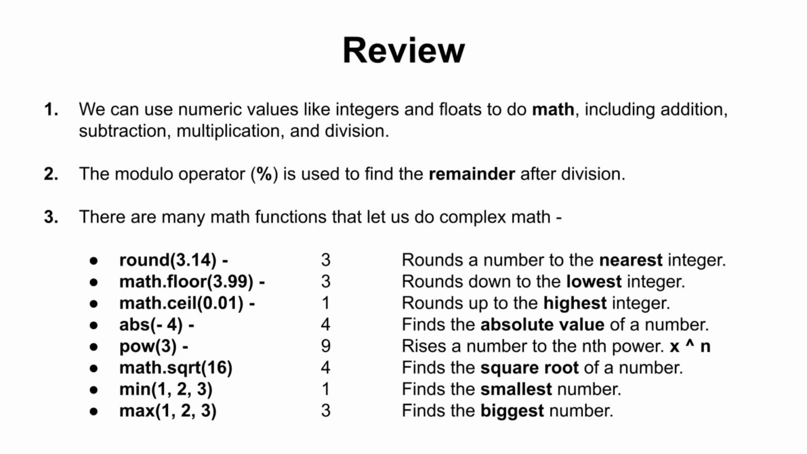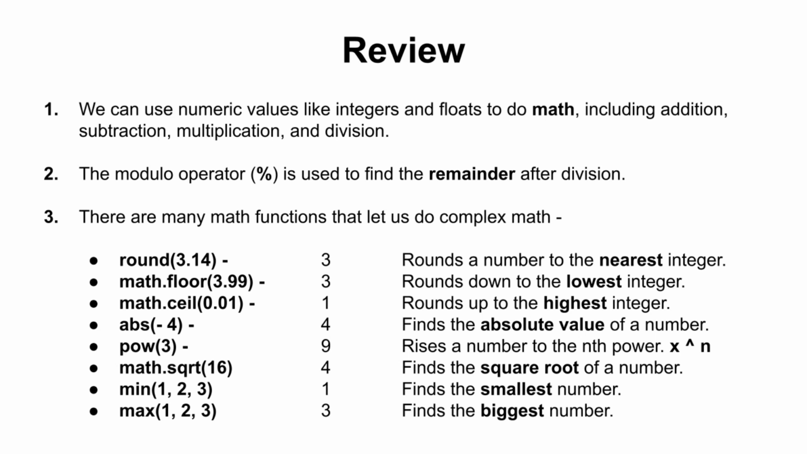Review time. Number 1, we can use numeric values like integers and floats to do math, including addition, subtraction, multiplication, and division. Number 2, the modulo operator, %, is used to find the remainder after division. Number 3, there are many math functions that let us do complex math. The round function rounds a number to the nearest integer. The math.floor function rounds a number down to the lowest integer. The math.ceil function rounds a number up to the highest integer.